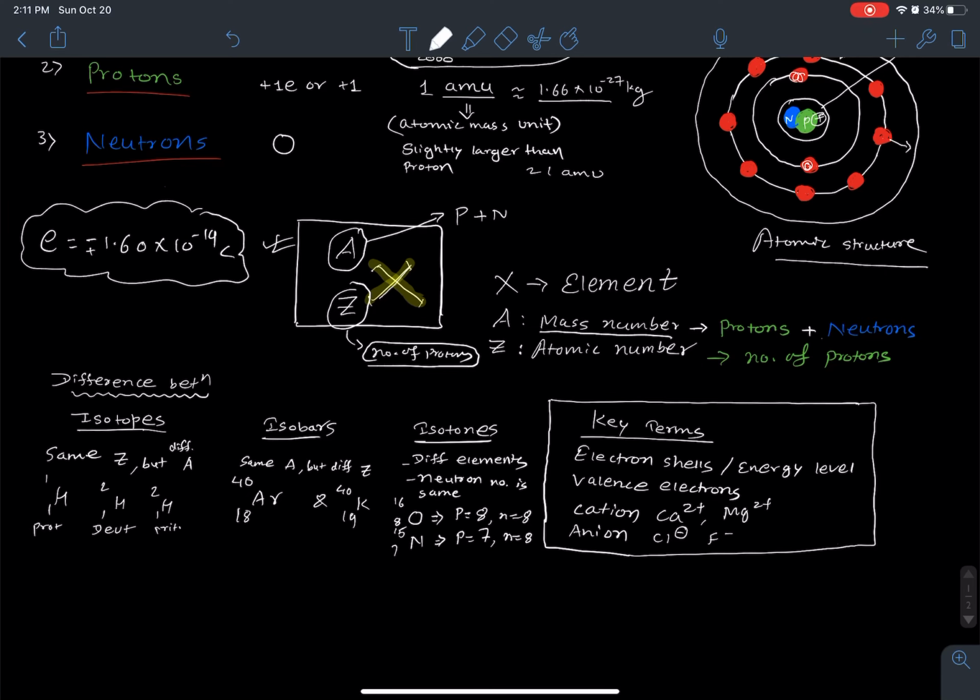Another thing you need to know is how we denote an element with its mass number and atomic number. You need to know the difference between isotopes, isobars and isotones, and the key terms like electron cells, the energy level, valence electrons, cation and anion. Remember that this is a very basic concept. They might not test you directly, like what is the charge of the proton, but you need to know this to understand the solid information that we're going to present in future lectures.